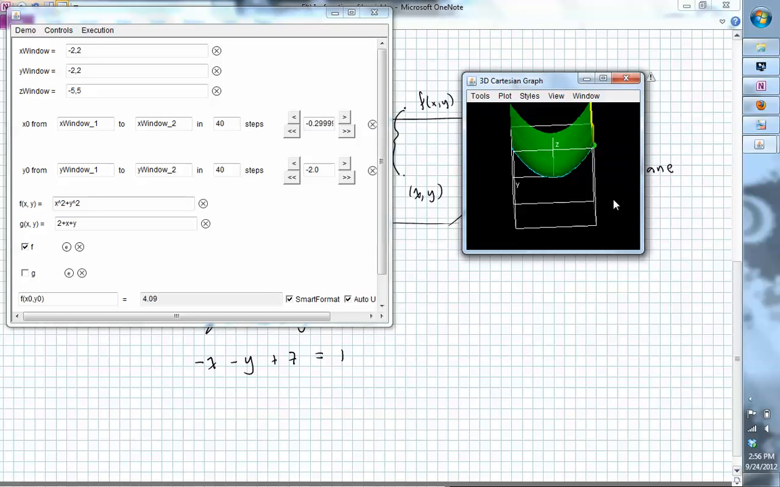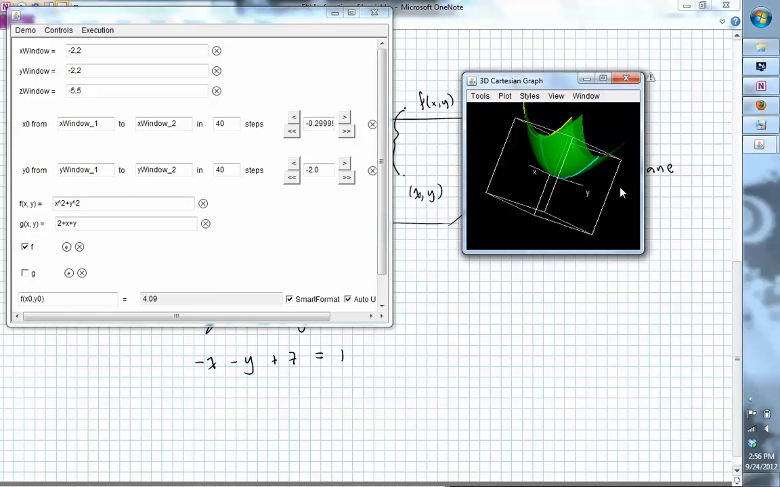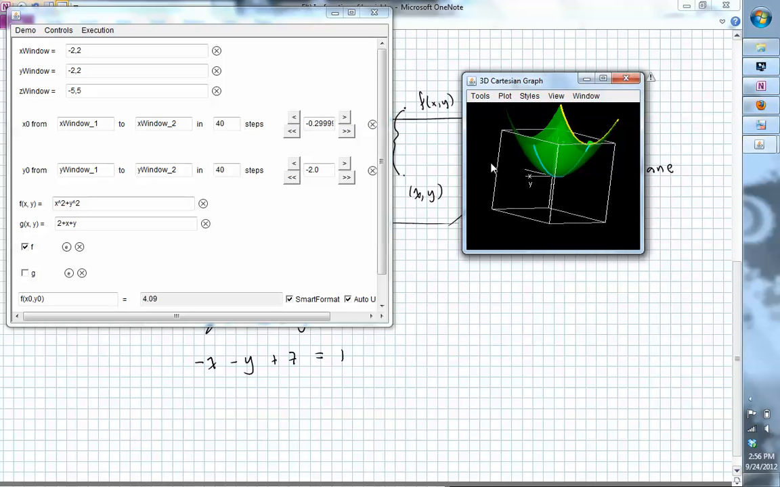Parameter curves are curves. How do you think this blue curve is generated? Anybody have a guess? So close. The blue curve is fixing x and letting y vary. The yellow curve is fixing y and letting x vary. These are going to be two very important features of our surfaces moving forward, and they carry a lot of information about the surface.